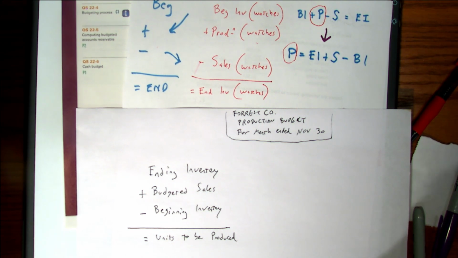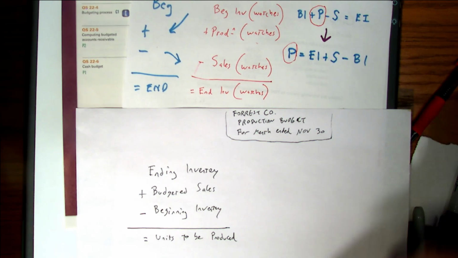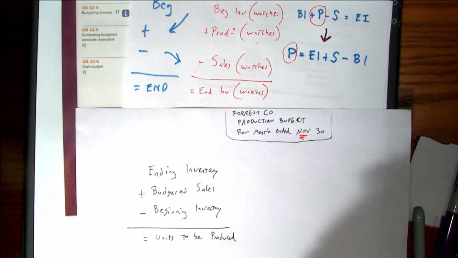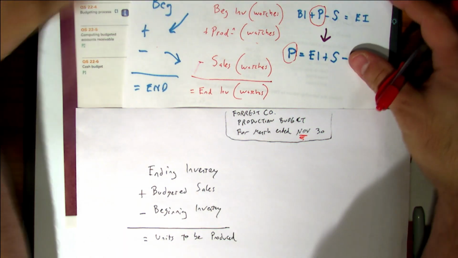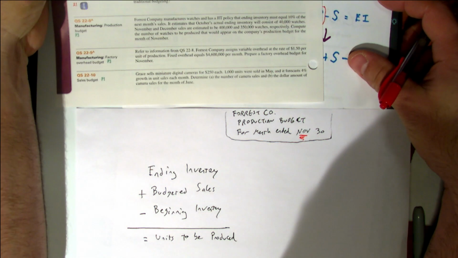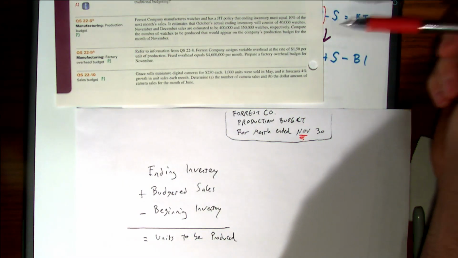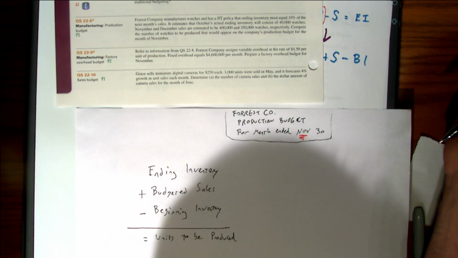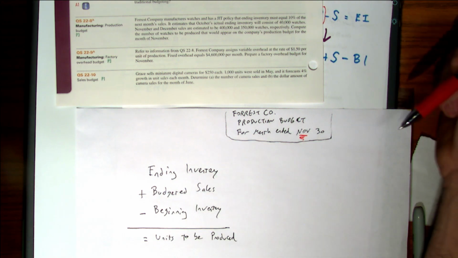Okay, what is the ending inventory in this instance? Well, we're doing the month of November, correct? We're doing the month of November. And what they tell us in the problem is that ending inventory should be 10% of the next month's sales. Okay, first of all, we need to recognize this.